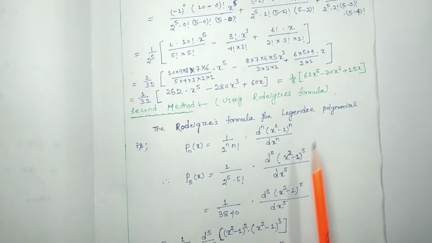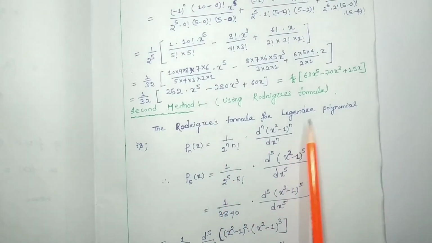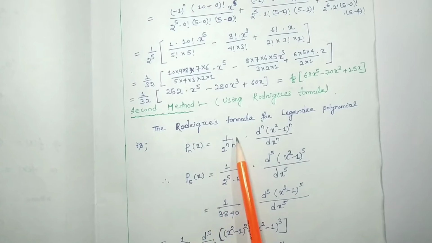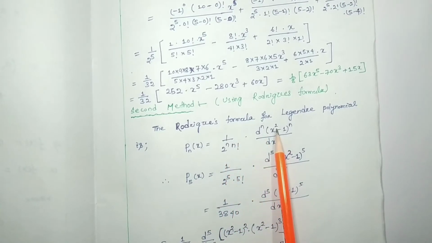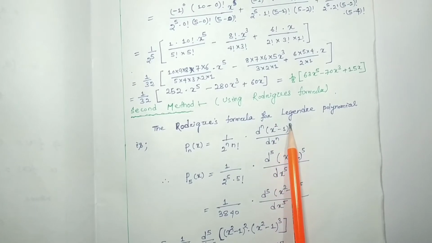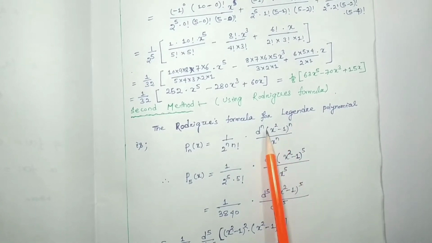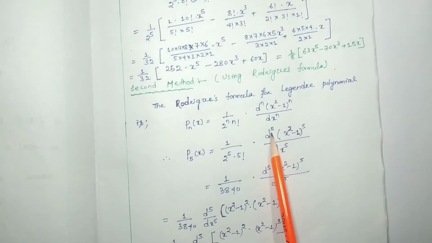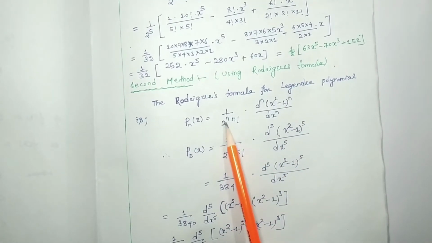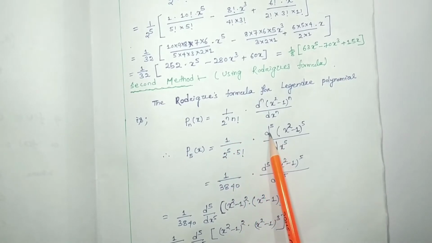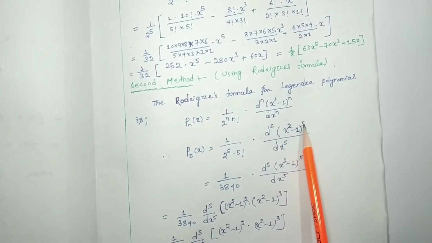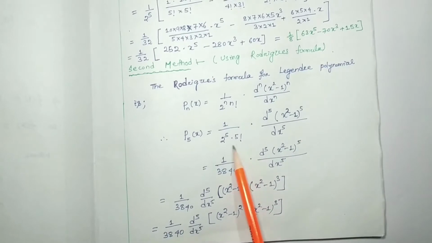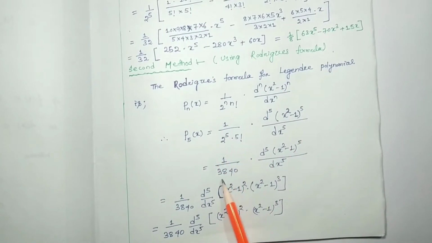Now we have to consider the Rodrigues formula for the Legendre polynomial, which is nothing but P_n(x) = 1/(2^n n!) times the nth derivative of (x^2 - 1)^n. Right? Here n is equal to how much? 5. So it will be 1/(2^5 · 5!) times the fifth derivative of (x^2 - 1)^5. You can do this value in your rough work. You can find 3840. So 3840.